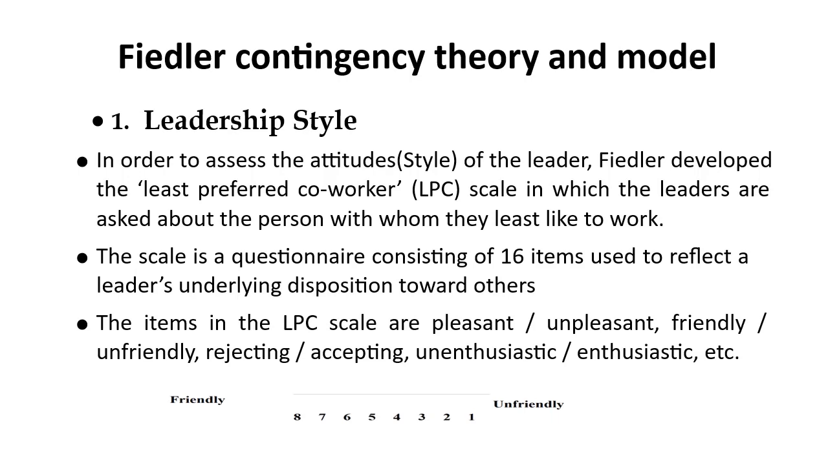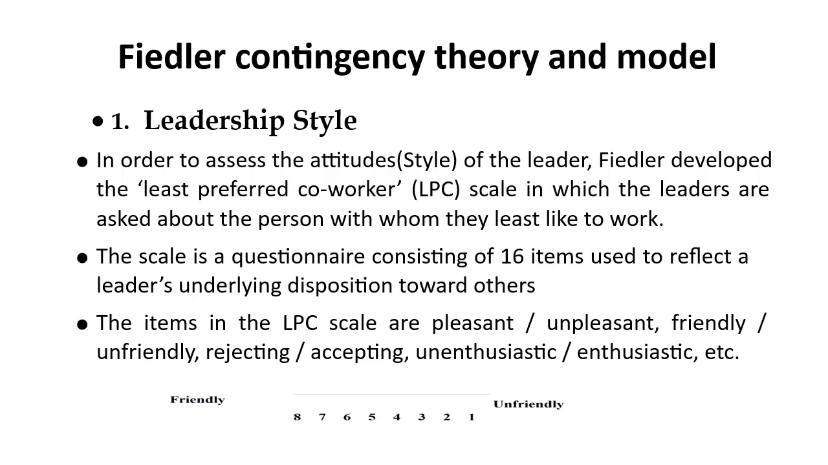At the beginning, Fiedler tried to understand the leadership style through his research. He developed a questionnaire of 16 questions, based on the traits, characteristics or adjectives of the leader. That questionnaire is known as the least preferred co-worker, LPC scale. The scale consists of 16 items, 16 characteristics, like this: pleasant, unpleasant, friendly, unfriendly, rejecting, accepting, unenthusiastic, enthusiastic. Like this, there are 16 questions.